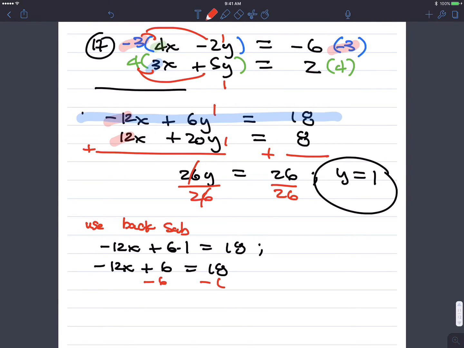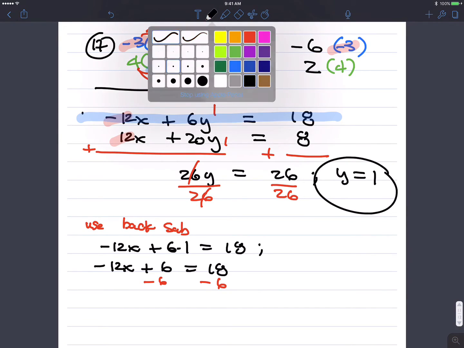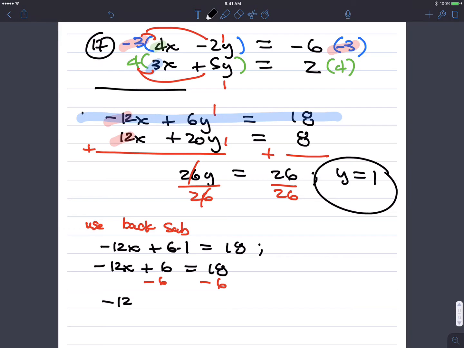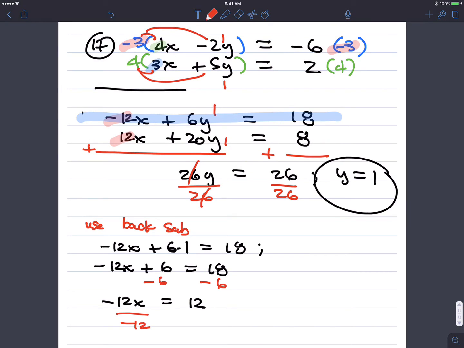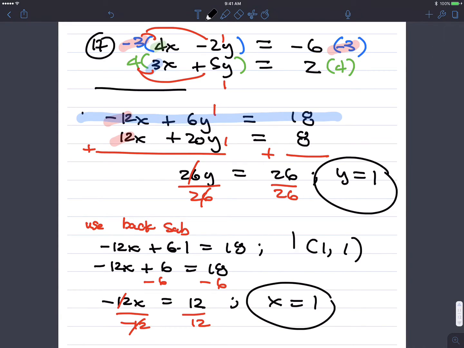Subtract 6 from both sides. We get negative 12x is positive 12. Divide both sides by negative 12. We end up with x equals positive 1. And we're done.